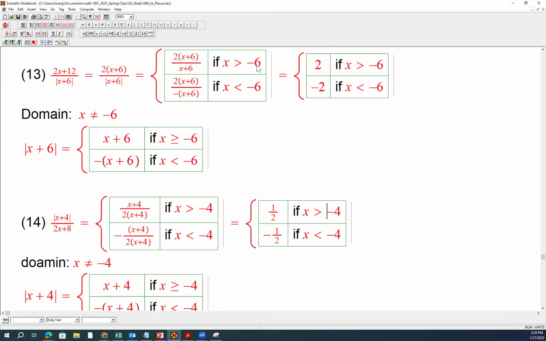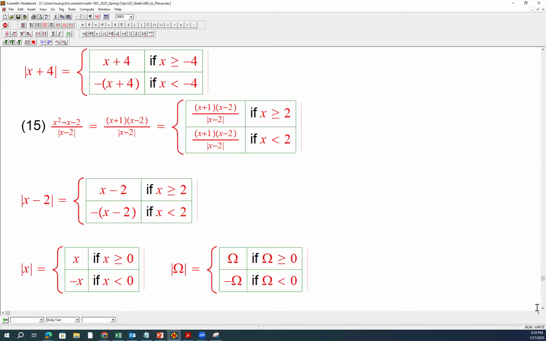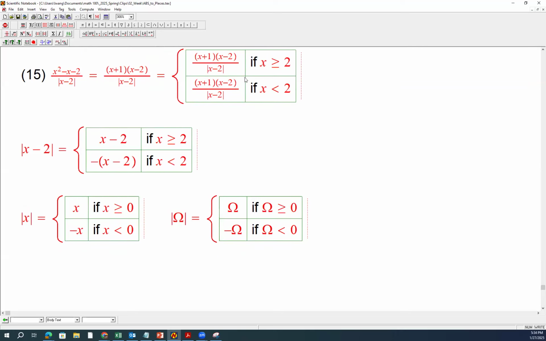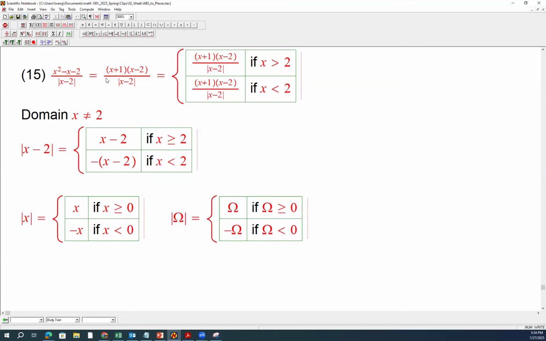So x is greater than -6, less than -6, not including equal. And for number 14, the same thing, because the denominator cannot be 0. Now for number 15, we cannot have x equal to 2. And the domain, the denominator cannot be 0, so x cannot be positive 2. It's okay to keep it equal to 2 here because it's just absolute value x minus 2. But when we bring this to this expression, we have to drop the equal sign.